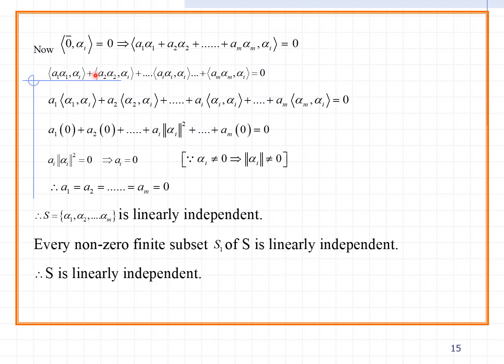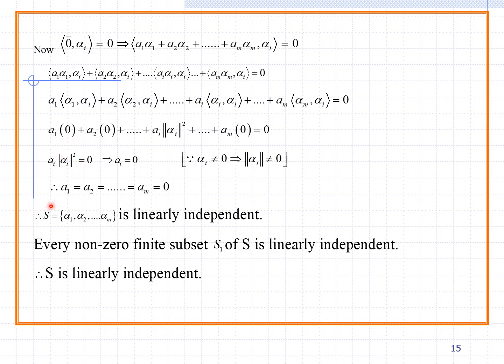By using that, we take the products a1 alpha 1 with alpha i, a2 alpha 2 with alpha i, and so on. Here a1 is common, giving alpha 1, alpha i; here a2 is common, giving alpha 2, alpha i; and the same for the nth term, alpha m, alpha i. So these inner products are 0, and this one can be written as a i times norm alpha i square. The others are different vectors, so automatically they are 0. So it is nothing but a i norm alpha i square equals 0; automatically you can shift to the right side and a i equals 0.